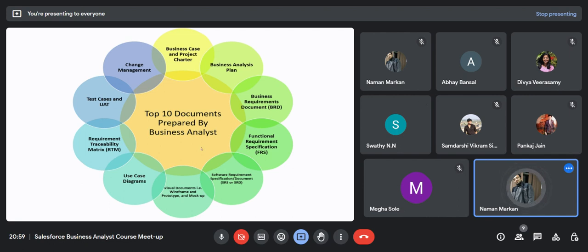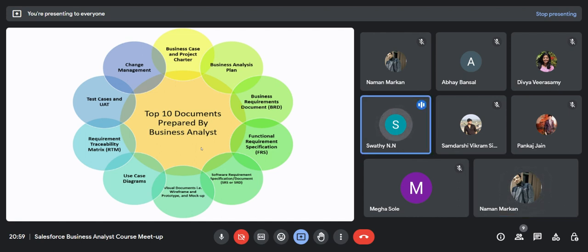Please do let me know, are there any doubts? So are the FRS and the visual documents almost the same, right? Because both are diagrammatic representations. For the visual document you mentioned a blueprint using some tool, but in the FRS also we will be using some kind of diagrammatic representation, right?